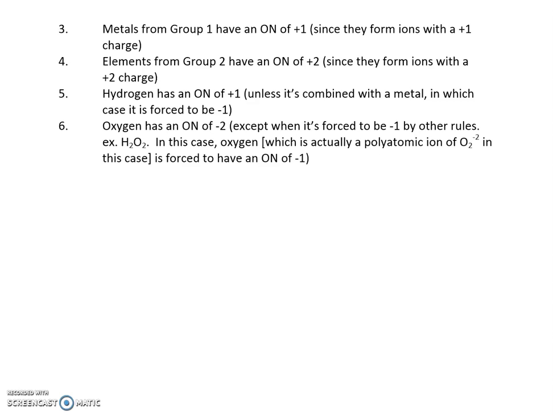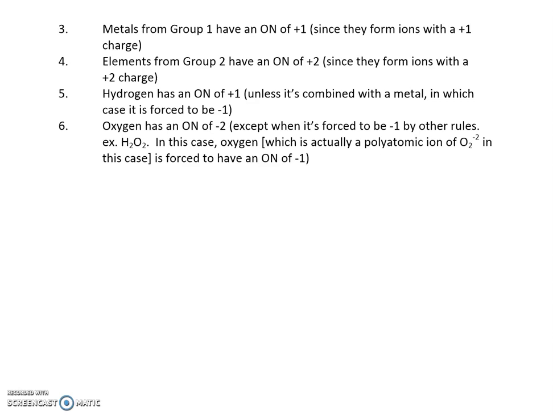If I have an element, even from group 1, sodium is a metal from group 1, but if I just have an atom of sodium, it's still 0. But if that sodium is part of a compound, it is going to have an oxidation number of +1. Elements from group 2 are going to have an oxidation number of +2 when they're part of a compound, because they always form ions with a +2 charge.